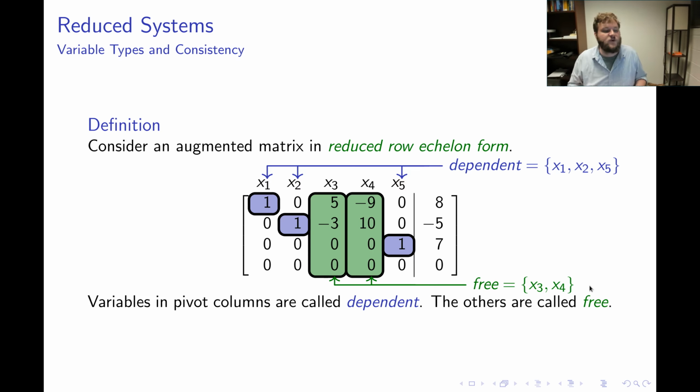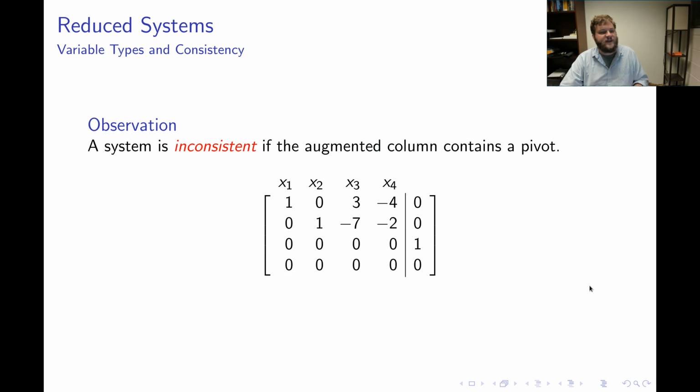So when I'm in reduced row echelon form, it's always easy to locate the dependent and free variables by figuring out where the pivot and non-pivot columns are in the coefficient matrix. Okay, the next piece of vocabulary when we're studying a reduced row echelon form system is consistency and inconsistency. So in general, it's not always quite so easy to tell whether or not a system is consistent or inconsistent by just looking at it. But if we're in reduced row echelon form, this actually is very easy.